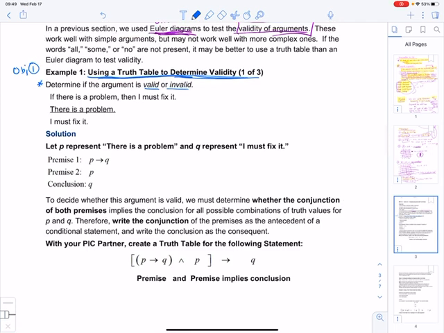Here is the argument. If there's a problem, then I must fix it. So that's our first premise. We call this P1 for premise 1. The next premise is there is a problem, so this is P2. The line means that I'm coming to a conclusion. So you're going to see this. I'm going to use a line always. And then this is my conclusion: I must fix it.